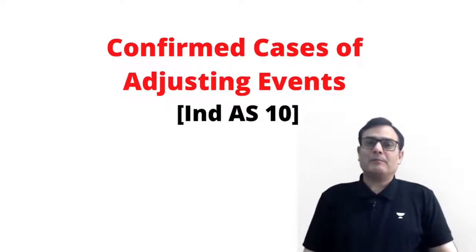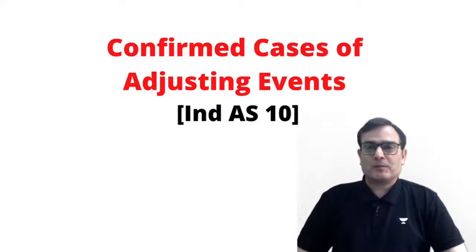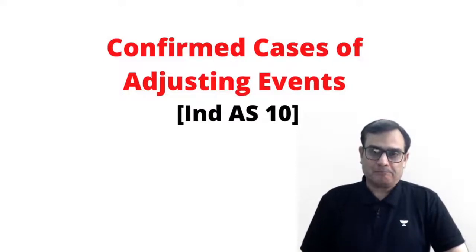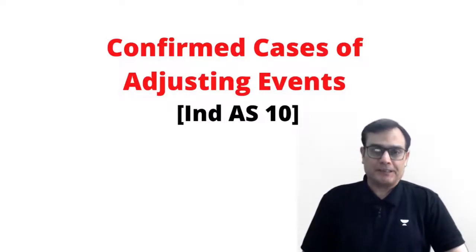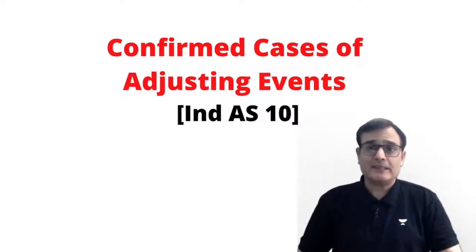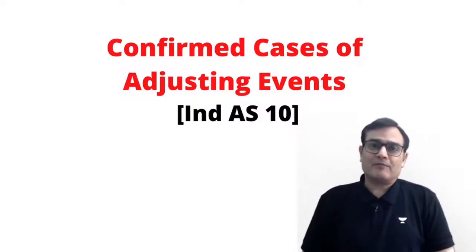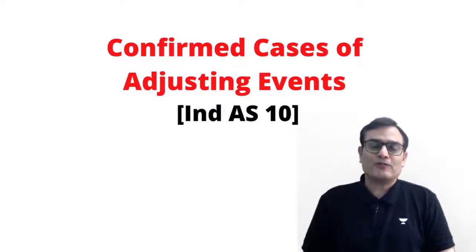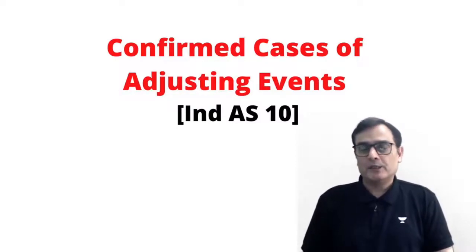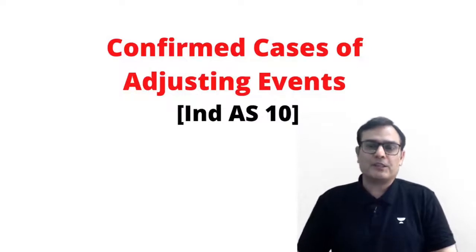Well, I have been making some videos on specific indices, and this particular month I picked up Ind AS 10. And I think in this video I'm going to talk about something very interesting. As you can see, the name of the video itself suggests something very interesting: confirmed cases of adjusting events. Does Ind AS 10 give me any examples of events which are a confirmed case of adjustments?